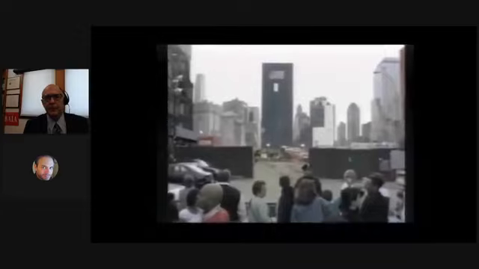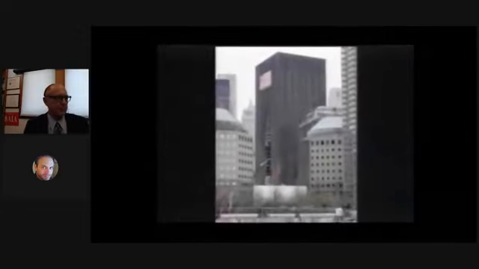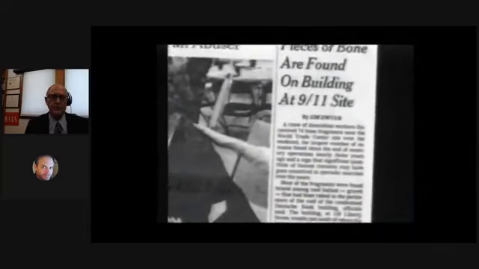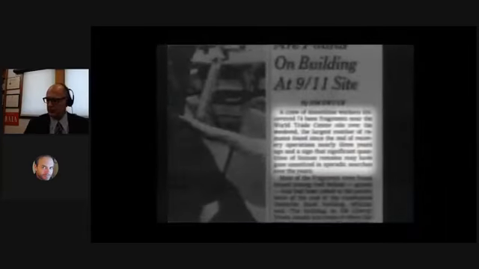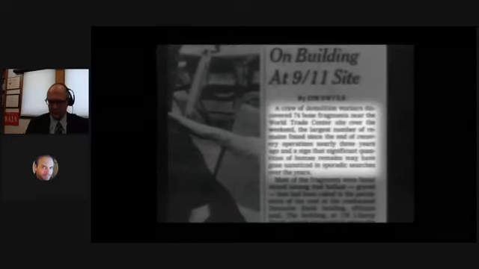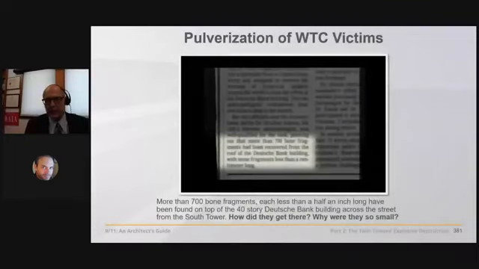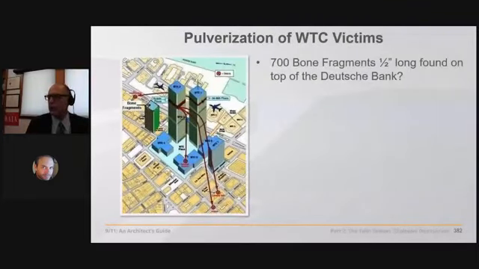In April 2006, New Yorkers were distressed to learn that bone fragments, human remains from 9/11, had been found on the roof of the nearby Deutsche Bank building. And how, in God's name, did those fragments get there? And bone fragments less than a centimeter long. How could they be so small? Wait a minute. We have 700 bone fragments found on top of the Deutsche Bank building, a half an inch long.